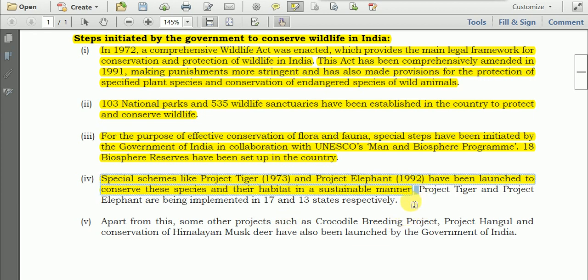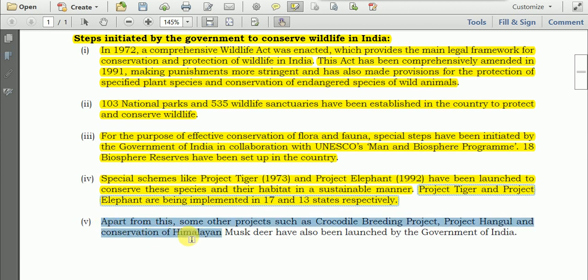Project Tiger and Project Elephant are being implemented in 17 and 13 states respectively. Okay, Project Tiger is implemented in 17 states, and Project Elephant is implemented in 13 states of India. Okay, so likewise we have different other projects to conserve that kind of species.